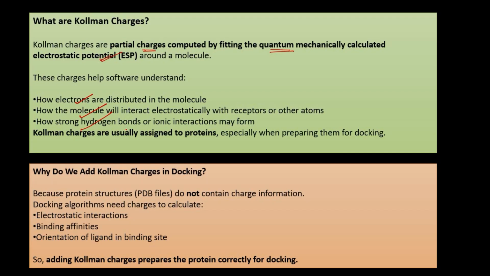Now, these Coulomb charges are usually assigned to the proteins. Okay. Whenever we prepare the protein for docking, we assign this charge, the Coulomb charge. Why do we add this charge? Because protein structures do not contain charge information. Okay. The docking algorithm needs charges to calculate electrostatic interactions, binding affinity and orientation of the ligand. That's why we add this Coulomb charge before the docking. Okay, this is the importance of the Coulomb charge.